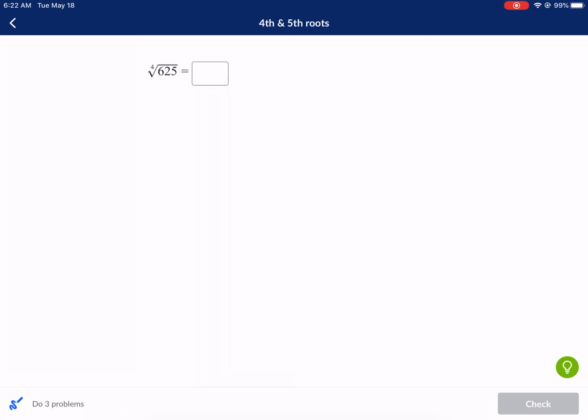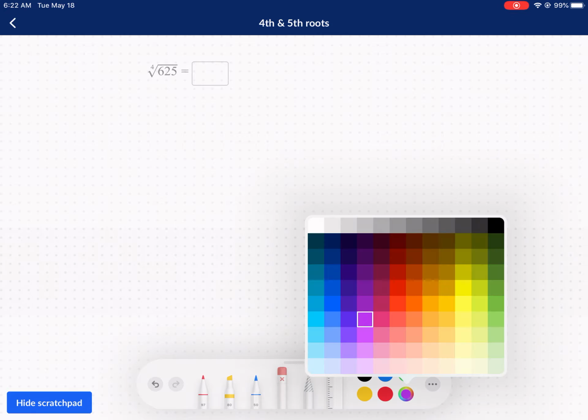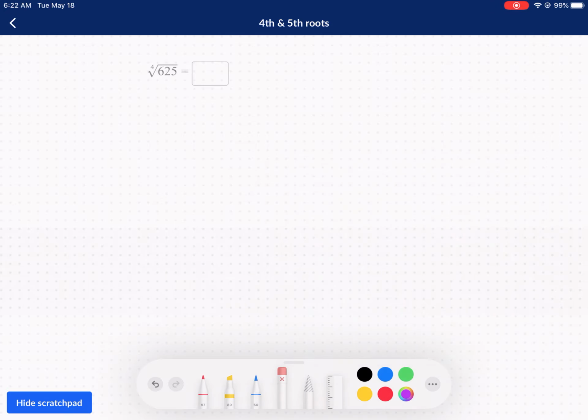Now, if you have a calculator, you might be able to just use a calculator on this, but I'm going to show you how to do it without a calculator, and we're going to go ahead and get into it. Now, to simplify roots like this, what we are going to do is factor them first. So I'm going to factor this into its prime components.